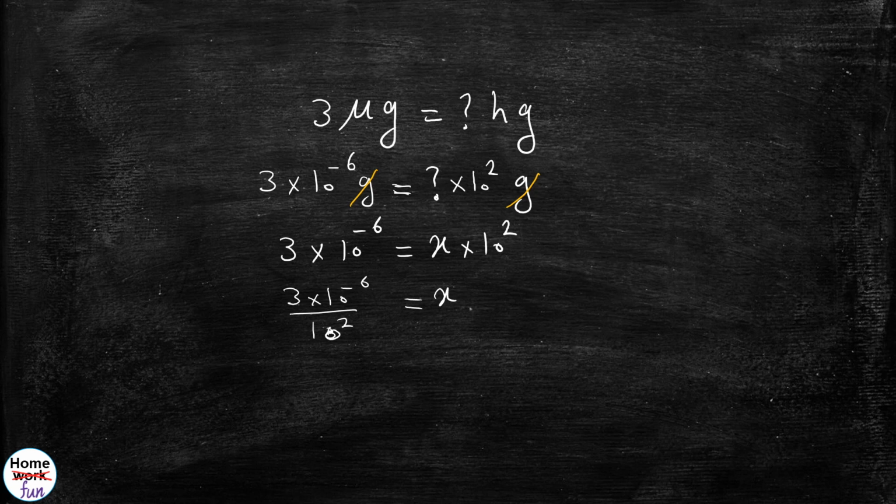Alright, same story. x equals 3 times 10 to the negative 6. I'm bringing 10 to the positive 2 from the bottom to the top, so I have to flip its sign. So that's 10 to the negative 2. Now I do the multiplication. The bases are the same. 10 to the negative 6 times 10 to the negative 2, that's 10 to the negative 6 minus 2. So x equals 3 times 10 to the negative 8. So 3 micrograms equals 3 times 10 to the negative 8 hectograms.